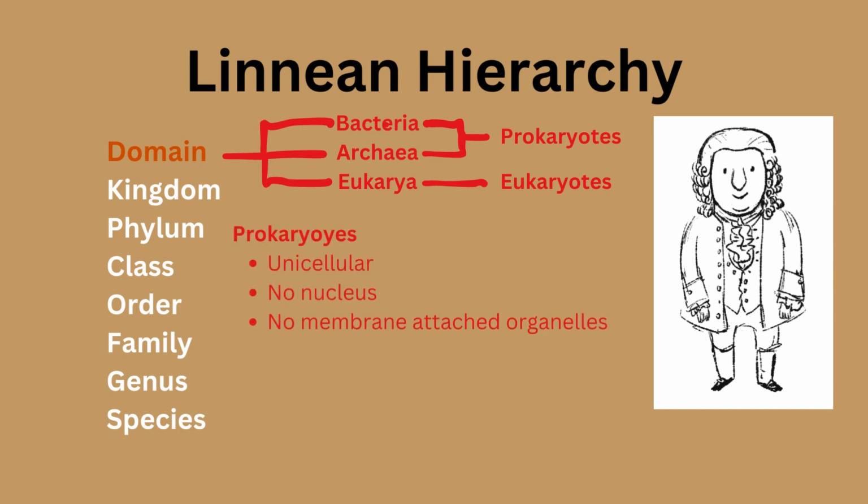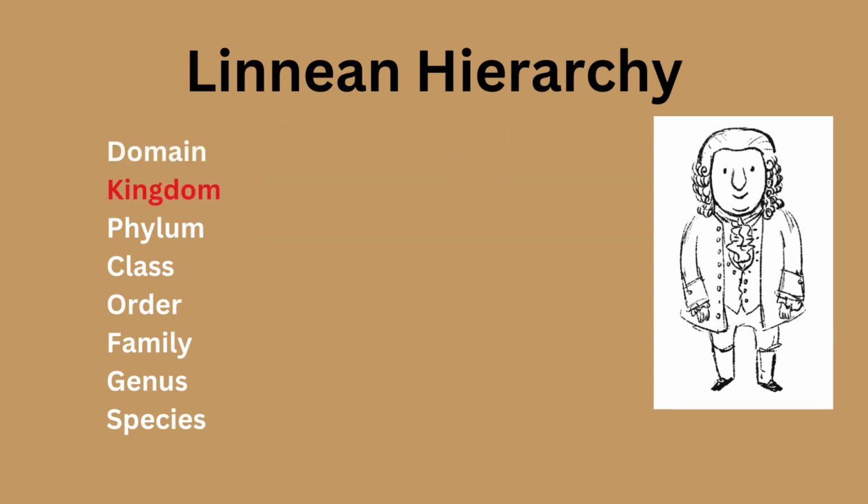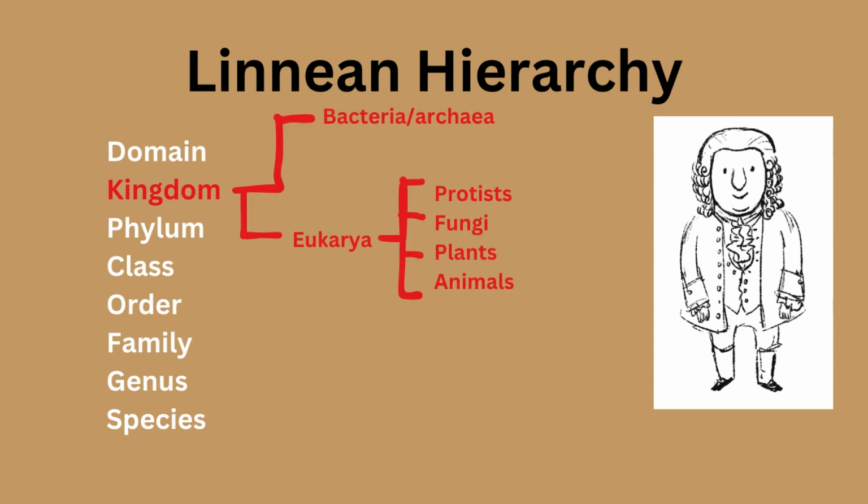Prokaryotes are small unicellular organisms that don't have a nucleus or membrane-attached organelles, while eukaryotes are multicellular organisms that do have membrane-attached organelles. After that, we go to the kingdom. Bacteria and archaea have only one single kingdom each, bacteria and archaea respectively. The eukarya has 4 kingdoms: protists, fungi, plants, and animals. And then we continue the classification as mentioned before.